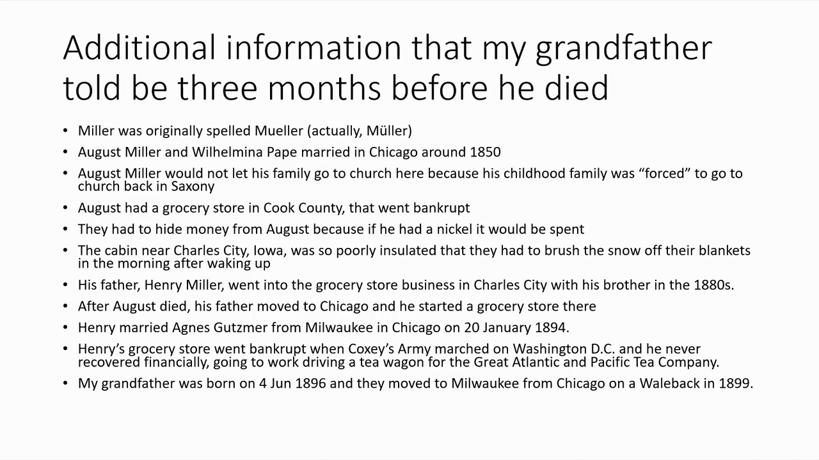His father, Henry Miller, went into the grocery store business in Charles City, Iowa, with his brother in the 1880s. After August died in 1891, his father moved to Chicago and started a grocery store there. Then Henry married Agnes Gutzmer from Milwaukee in Chicago on the 20th of January, 1894. Henry's grocery store went bankrupt when Coxey's army marched on Washington, D.C., and he never recovered financially.